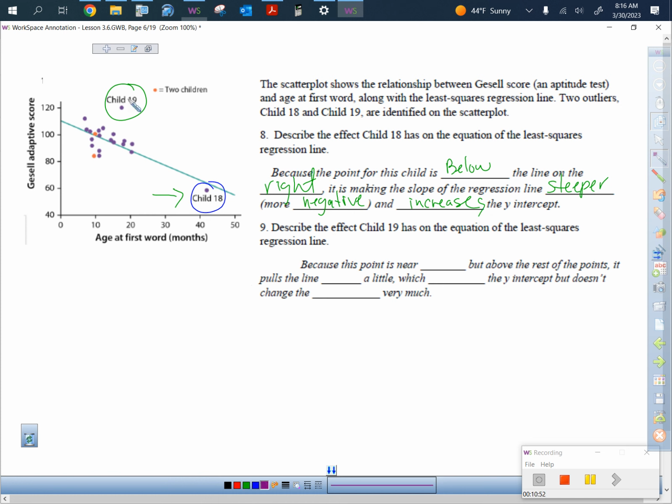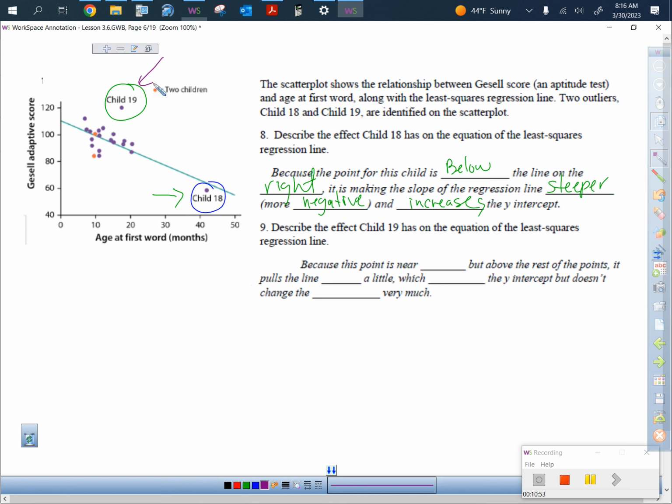How about child 19? That's up here. Where is this guy, above or below? Above, right? So it is, but it's also, would you agree, not very far to the left. It's not really that left, and it's not really that right. It's kind of in the middle of the data. Like, here's all the dots.